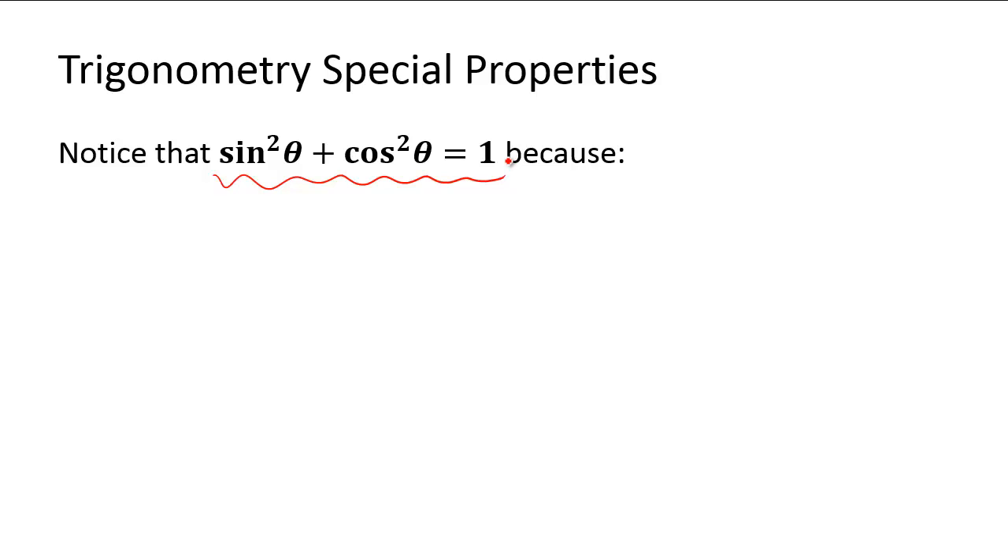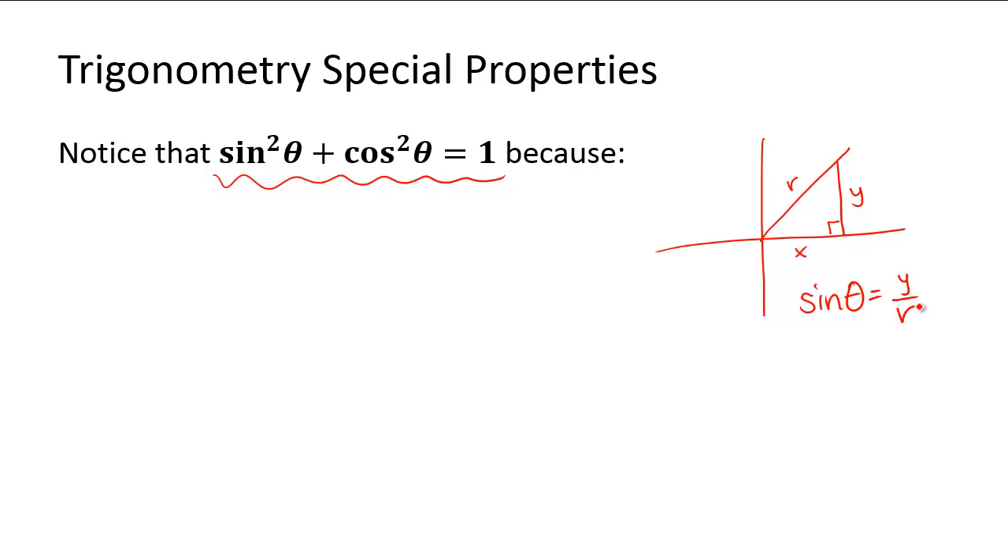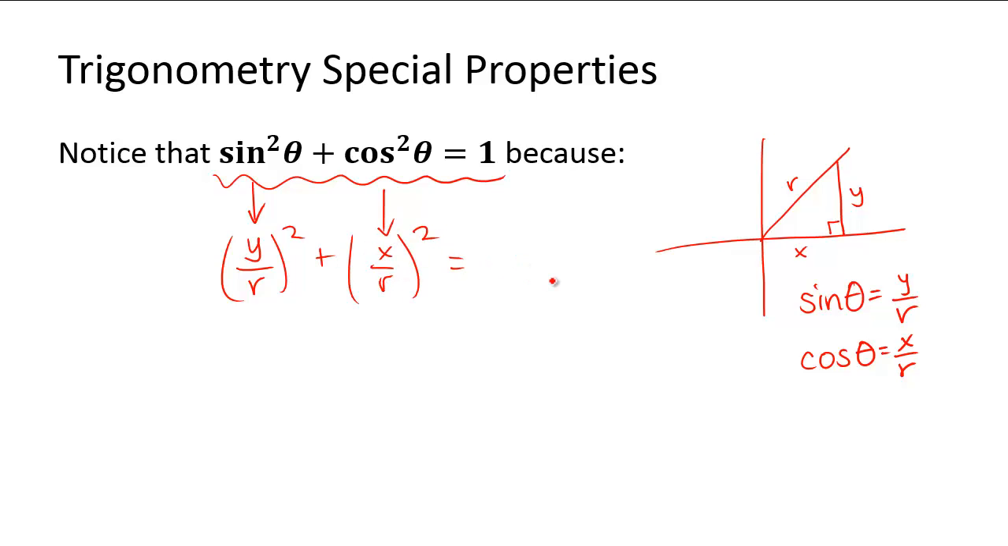But why is that? Well, remember the definitions with x, y, and r. So say you have your triangle with x, y, and r. Remember that sine is y over r, cosine is x over r, and r is the radius. And if you think back to the Pythagorean theorem, sine being y over r squared plus cos being x over r squared is equal to 1. Now, let's take a look at that.